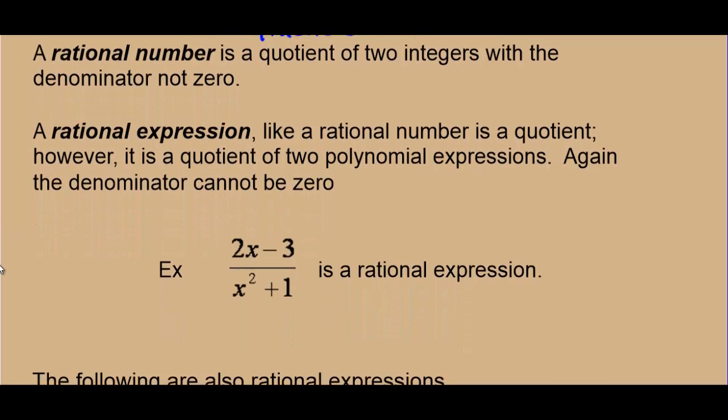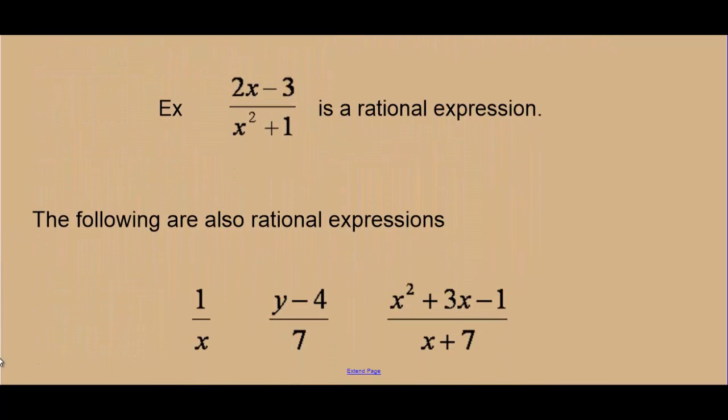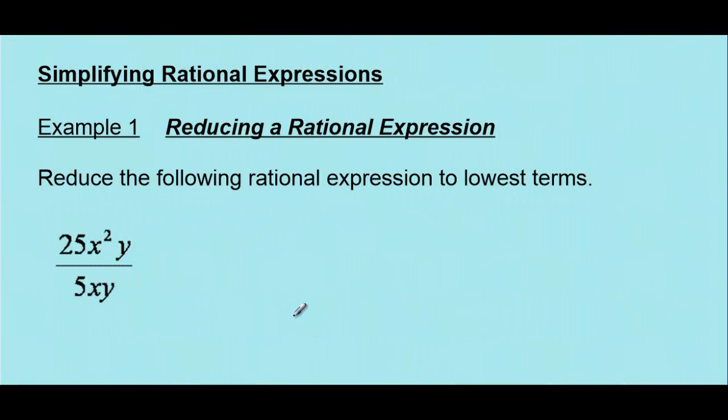We can see here a couple of other rational expressions like 1 over x, (y - 4) over 7, and (x squared + 3x - 1) all over (x + 7). Sometimes we'll have just numbers, sometimes just variables, or a combination of both in the numerator and the denominator. Okay, so how do we simplify? Well, let's start with an easy example.